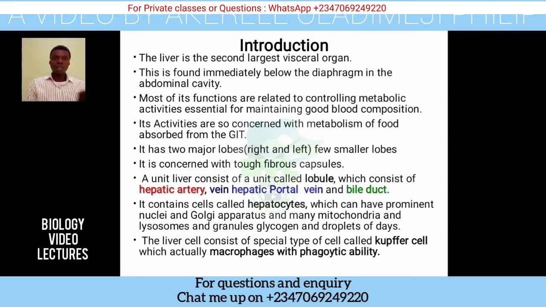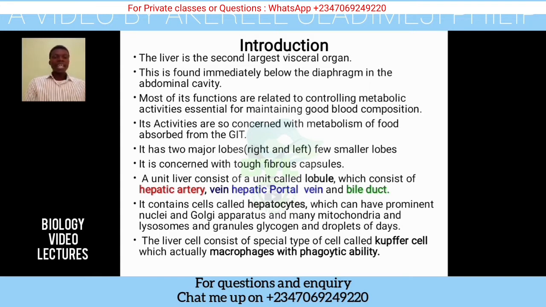You get to see that as we move on. Now it contains cells called hepatocytes. The cells of the liver are called hepatocytes, which have prominent nuclei, Golgi apparatus, many mitochondria and lysosomes. Lysosomes are present because they help in detoxification. They also have granules, glycogen and proteins, and droplets of fat. I'm sorry for those typographical errors.